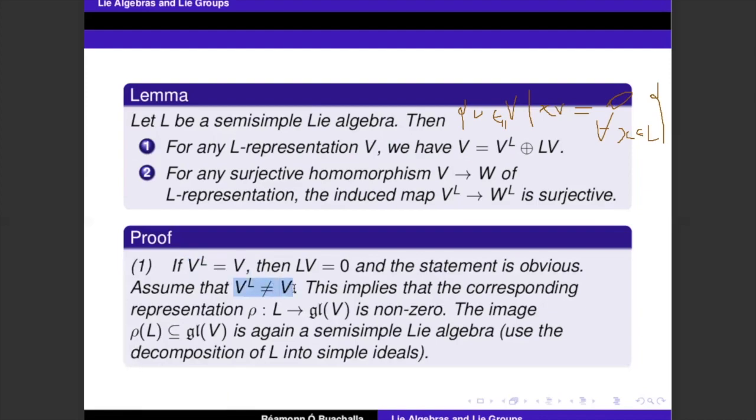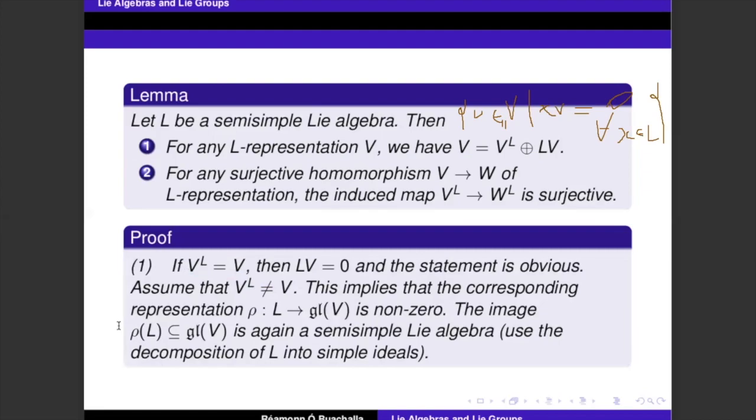So we assume that these two are not equal, that this is properly contained inside of V. Okay, so this would imply that the following representation is non-zero, clearly. The image of rho inside gl of L is again a semi-simple Lie algebra. You should think about that for a second. Think about the fact that we can decompose any Lie algebra into a direct sum of simple Lie algebras.